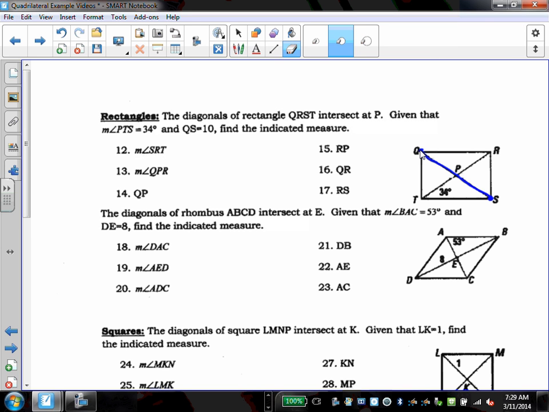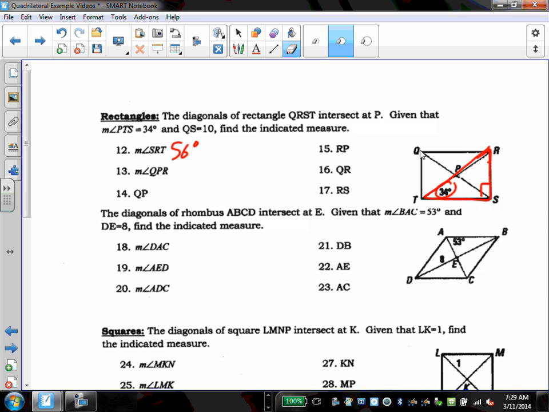Well, one thing we know about the angle SRT, which is that one, is that it's the corner of this triangle right here. We know that this angle here is 90 degrees because in rectangles all the corners are 90 degrees, and we know that this one here is 34. So we can do 180 minus 90 minus 34 gives us 56, and we know that that is the measure of angle SRT then. So that's a good one there.